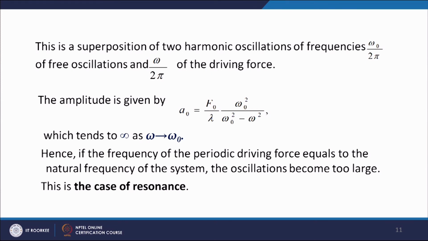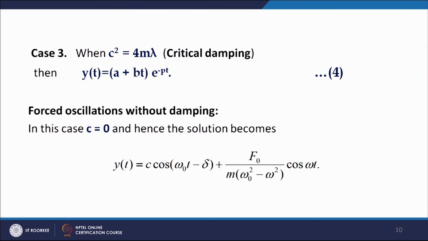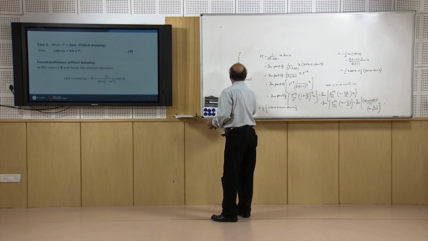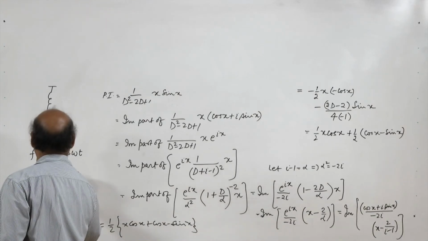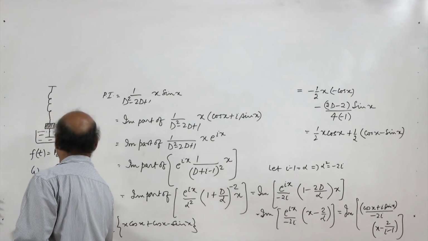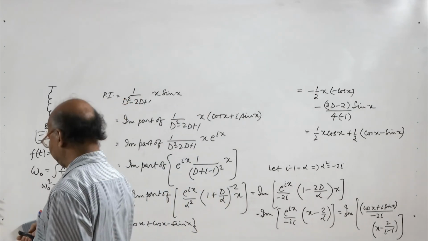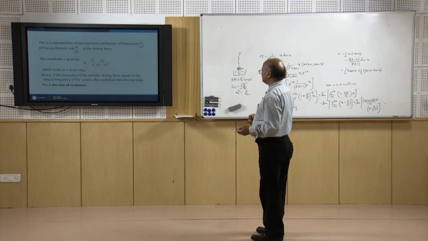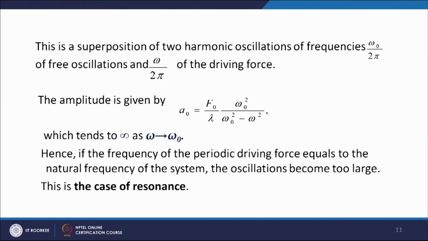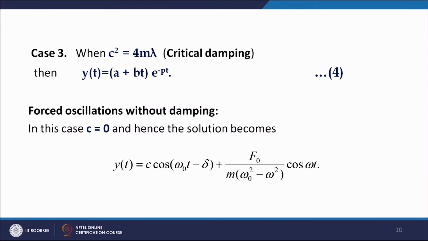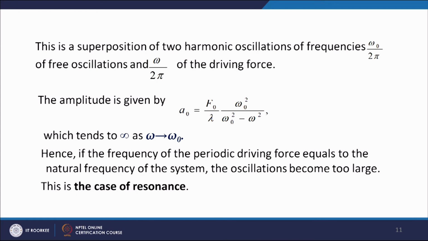which comes from the driving force. The amplitude is given by a₀, this is the amplitude F₀/(m(ω₀² − ω²)). Since λ/m = ω₀², we have taken ω₀ = √(λ/m), or ω₀² = λ/m. So if you substitute the value of m in the expression F₀/(m(ω₀² − ω²)) from the relation ω₀² = λ/m, we get F₀/(λ(ω₀² − ω²)).